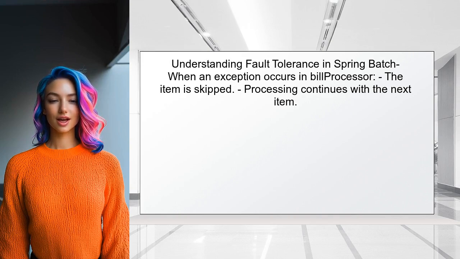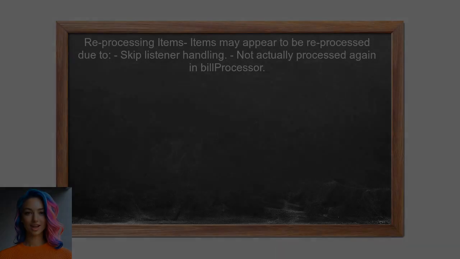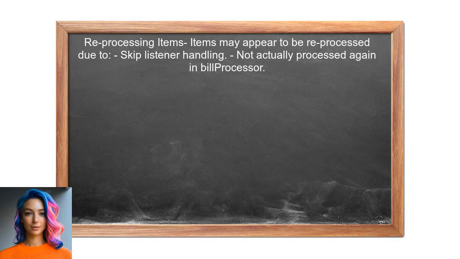To address the user's concern about fault tolerance in Spring Batch, let's clarify how the fault-tolerant configuration works. When an exception occurs in the build processor, the framework will skip that item and continue processing the next one. However, the user mentioned that items were being reprocessed. This can happen if the skip listener is configured to handle the skipped items, but it does not mean they are processed again in the build processor.